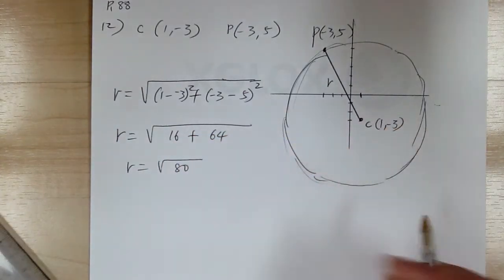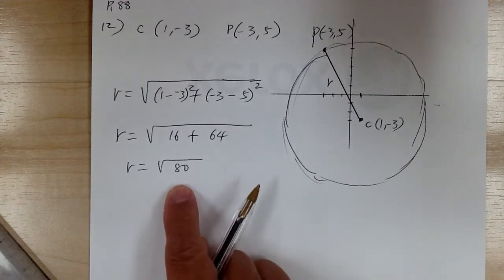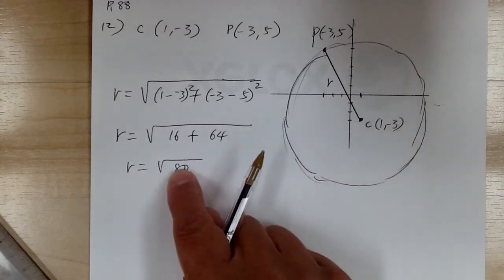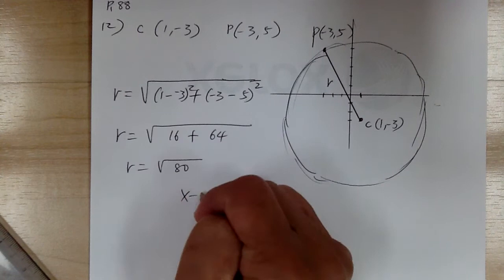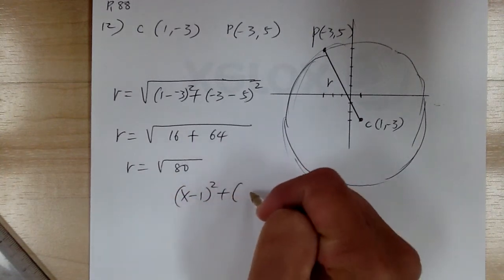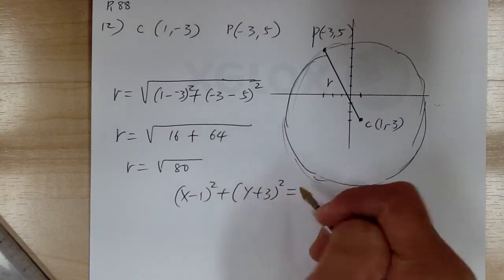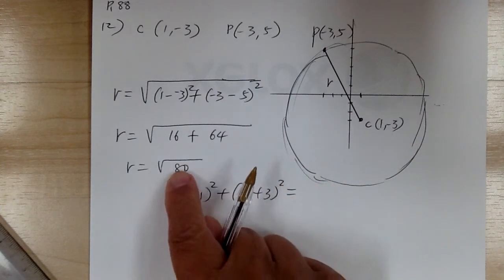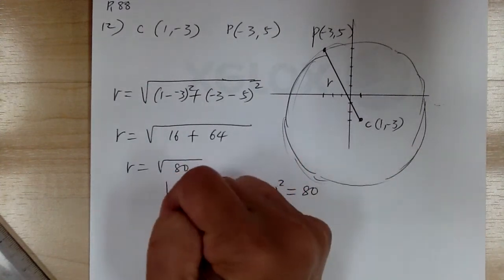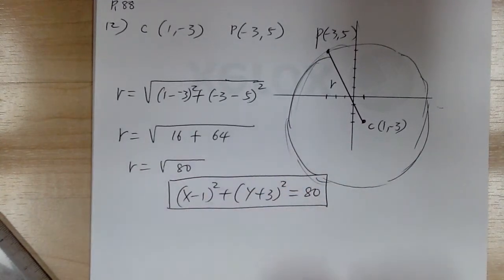Okay. Again, don't waste time to simplify because this is not your final answer. So now you got center, you got radius, you can write your equation. So you got x minus 1 squared plus y minus -3 becomes plus 3 squared equal to r squared. So r squared will equal 80. Okay, and that's it for number 12.